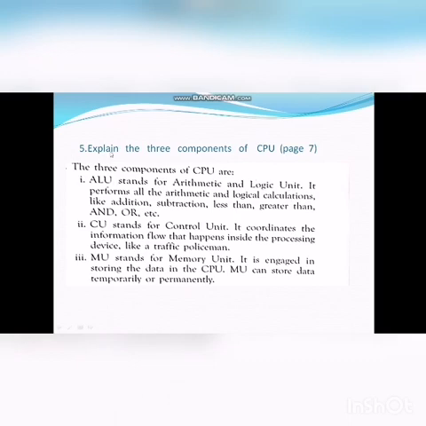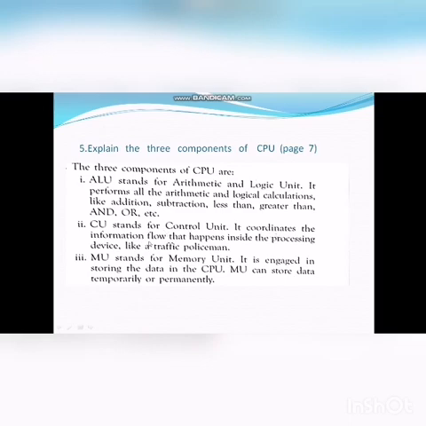Next, fifth question. Explain the three components of CPU. See page 7 and mark it. The three components of CPU are: first one, ALU, stands for Arithmetic and Logic Unit. It performs all the arithmetic and logical calculations like addition, subtraction, less than, greater than, and, or, etc. Here you see addition and subtraction are arithmetic operations, and less than, greater than are relational operators, and and, or are logical operators.